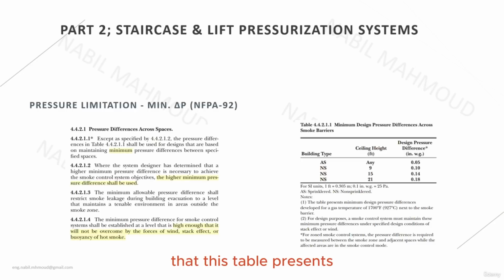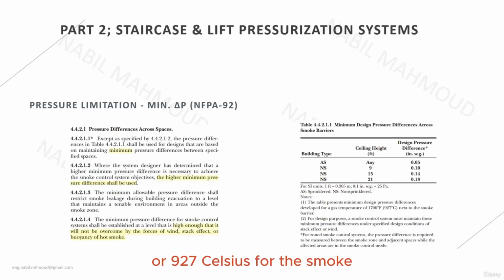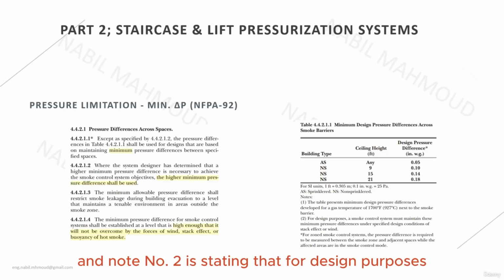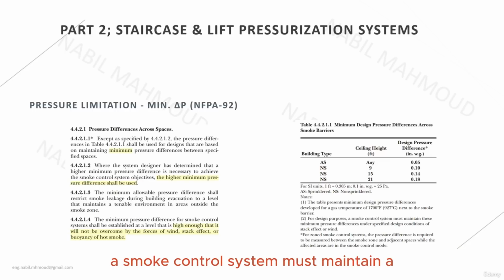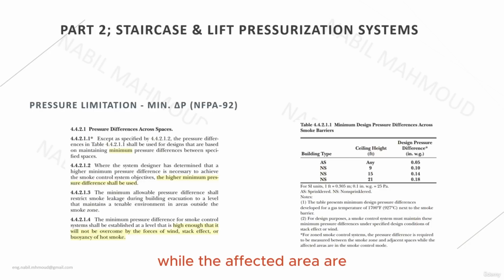Note number 1 is saying that this table presents the minimum design pressure difference developed for a gas temperature of 1700 Fahrenheit or 927 Celsius for the smoke. And note number 2 is stating that for design purposes, a smoke control system must maintain this minimum pressurization difference under specified design conditions of stack and wind effect. The last note is saying that for zoned smoke control systems, the pressure difference is required to be measured between the smoke zone and the adjacent space while the affected areas are within the smoke control mode.